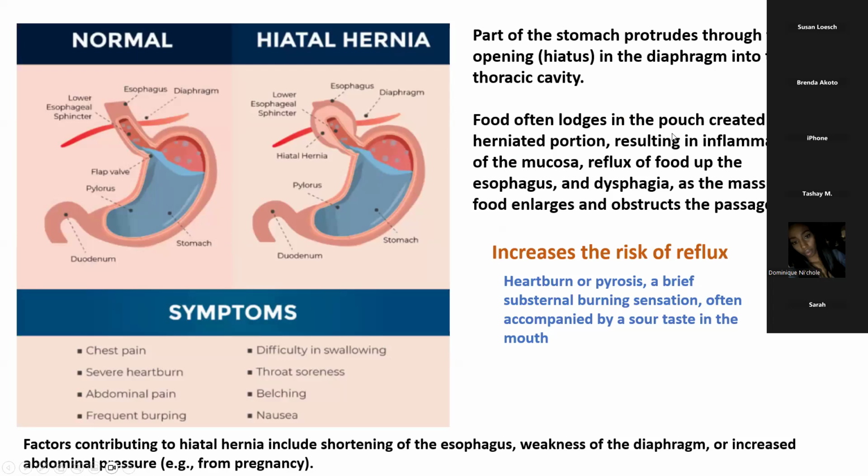All right, next up is hiatal hernia. Okay, and this is where we have part of the stomach going through the opening in the diaphragm, and it's going to be near that thoracic cavity.